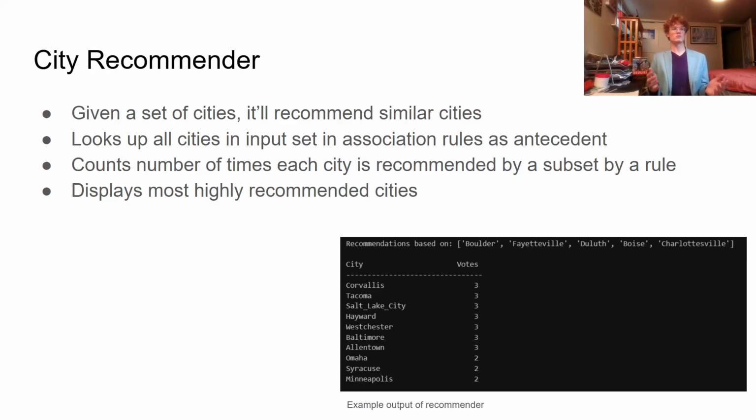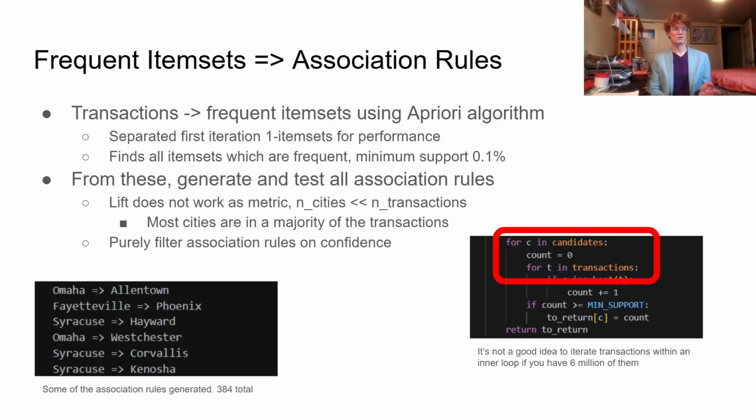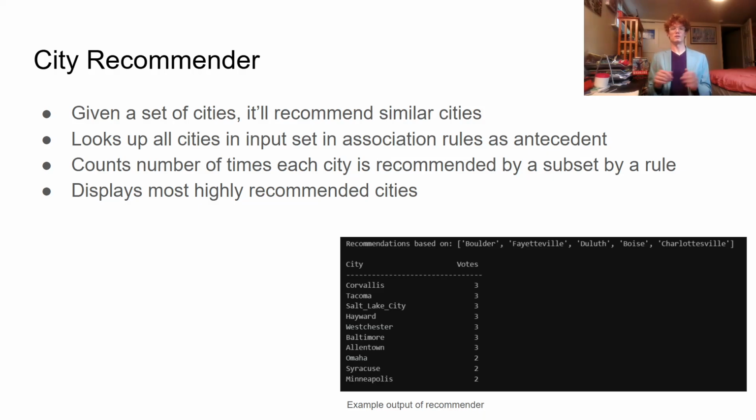So from these association rules, I was able to produce a city recommender. Basically, you give it a set of cities, maybe a set of cities that you would like, and it'll recommend similar cities. It'll look up all of the possible antecedents, so all subsets of your input set, and it'll count the number of times that each city is recommended by any subset of your input list. And then it'll display the most highly recommended cities.